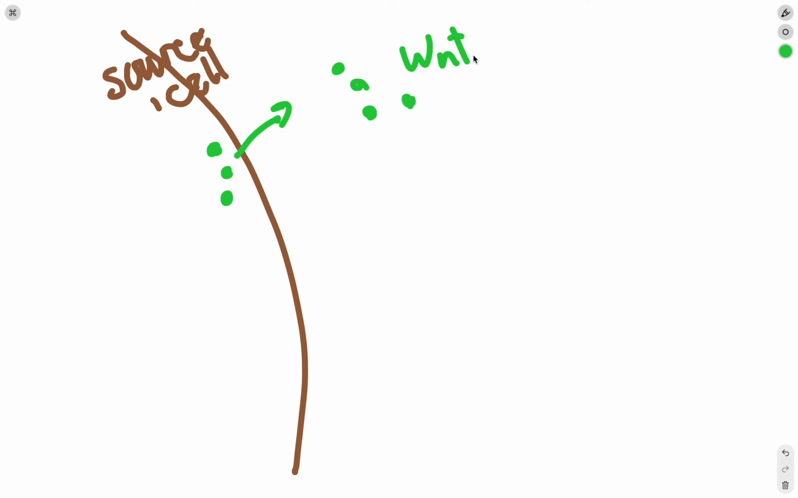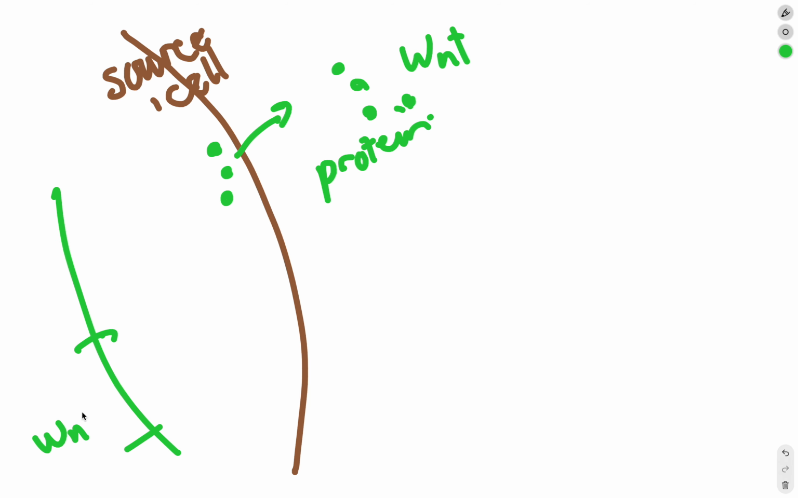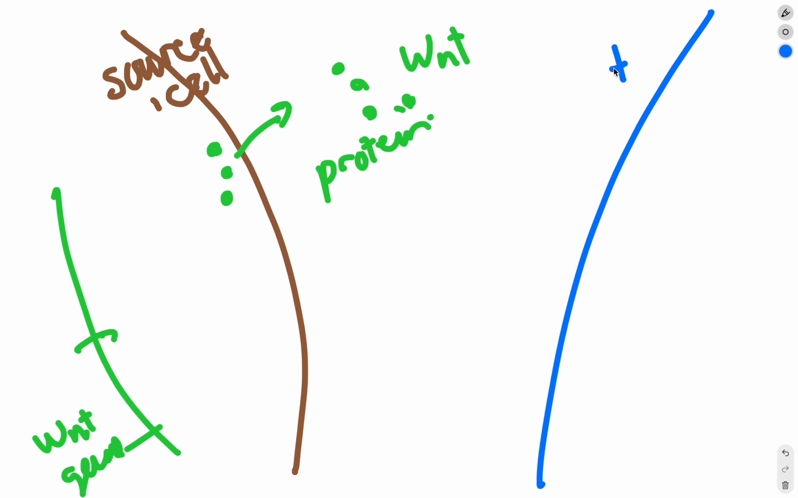And in our example, we'll get to that, I guess, our specific example. But because it's a protein, Wnt must get made back here. So obviously there must be a Wnt gene, like that. So, okay, so the source cell is going to synthesize this signaling molecule, and then it's going to float to what's called a target cell.